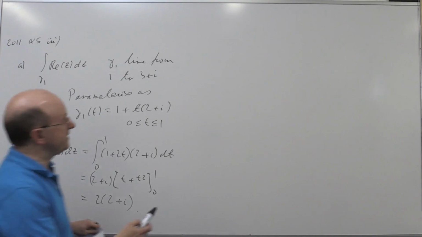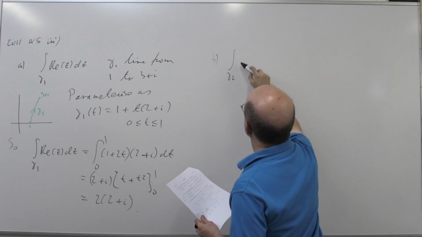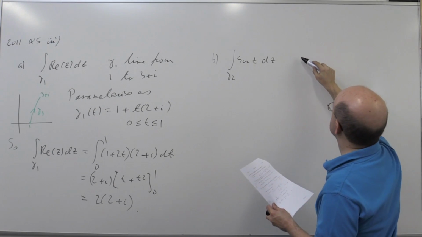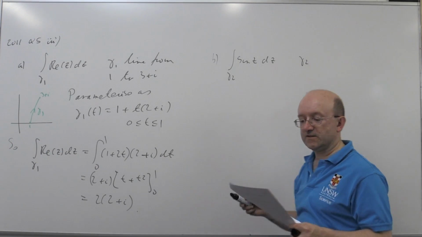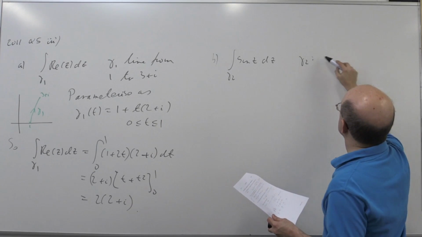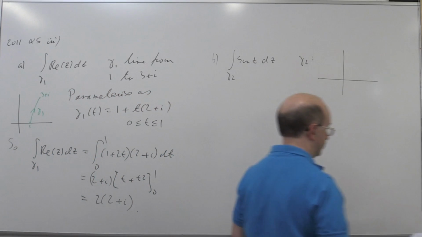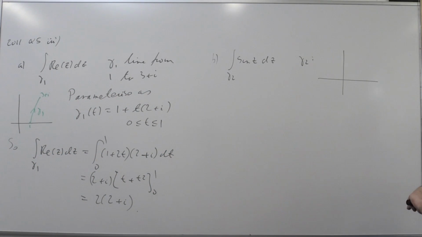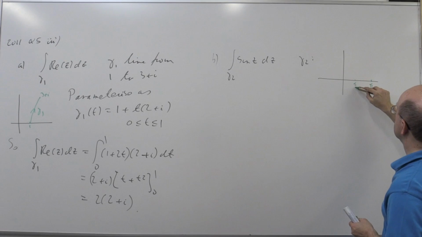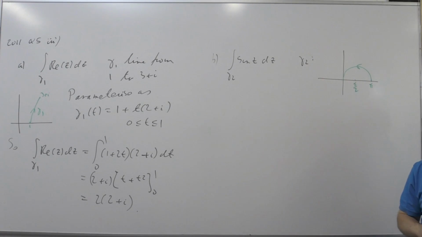Part B asks for the integral over gamma 2 of sine z dz, where gamma 2 is the semicircle centered at pi on 2, of radius pi on 2, taken anti-clockwise from pi to 0. I'll just draw a picture of that. Centered at pi on 2, radius pi on 2, starting at pi and taken anti-clockwise. It's that way.